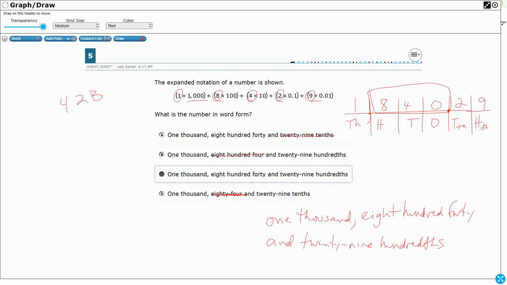And we had 70% of our students get that, which is really high. We should feel good about that. We had 15% get A. That's the most chosen distractor. And you see that they got all the way to the end and they just messed up the hundredths and the tenths. But overall, this was fairly easy. In fact, this was the 5th easiest item on the test.